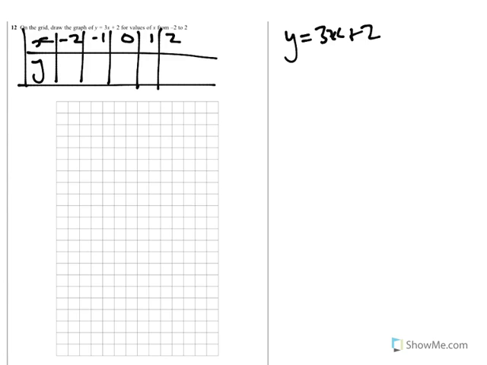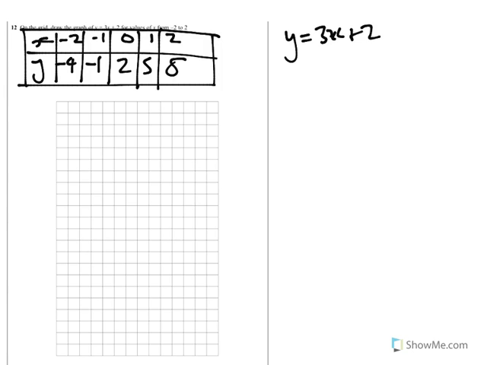When x is minus 2, y is going to be minus 4. When x is minus 1, y is going to be also minus 1. When x is 0, y is 2. When x is 1, y is 5. And when x is 2, y is 8. Okay, so we've got our coordinates for all of the points on our graph.